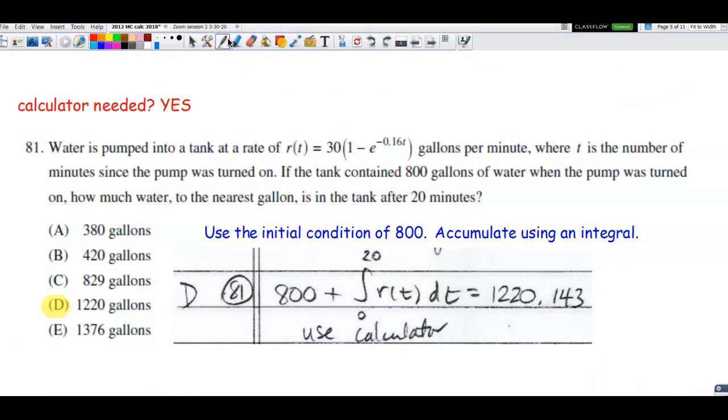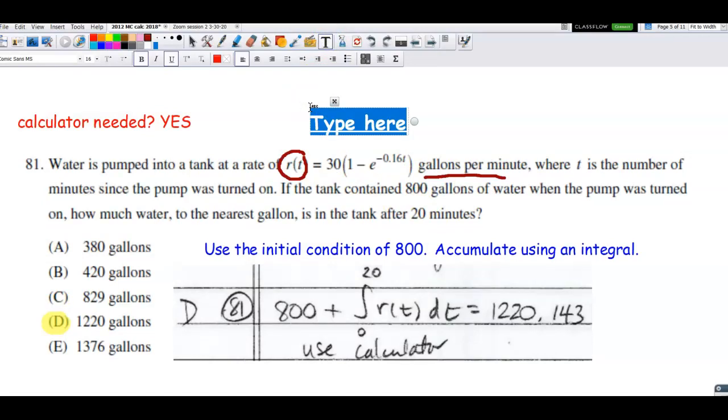In 81, we do need a calculator. Water is pumped into a tank at the rate of R of t. So first thing you want to pay attention to is that R of t is a rate, and it's measured in gallons per minute. t is the number of minutes since the pump was turned on. If the tank contained 800 gallons of water when the pump was turned on, so we already know that we have an initial condition.